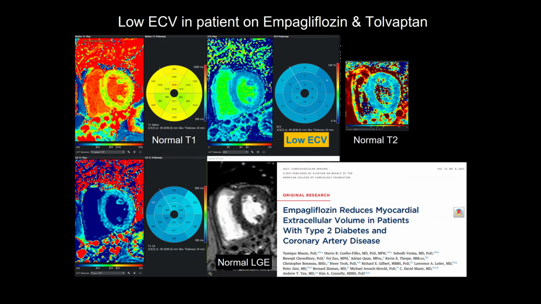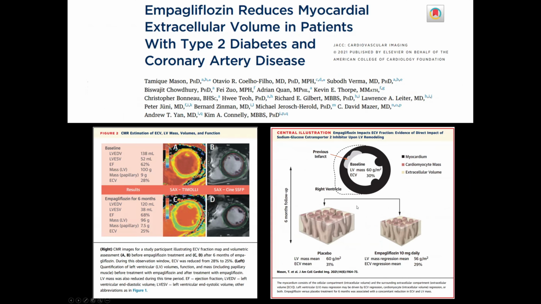This sub-study from the EMPA-HEART CardioLink 6 trial data suggests that empagliflozin modifies diffuse ECV expansion, but not focal scar. So here's someone on EMPA, and we can see that although they have normal T1 values, their ECV is actually lower than our normal range.